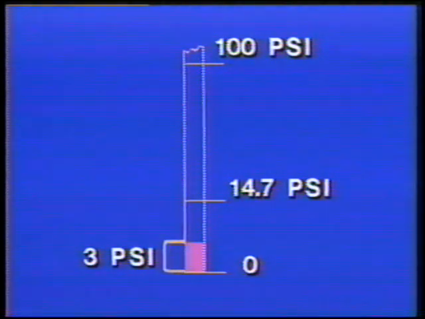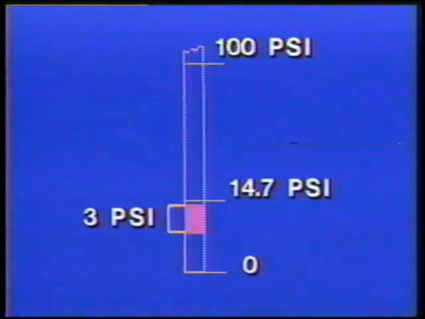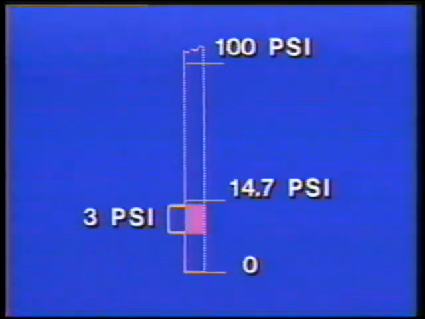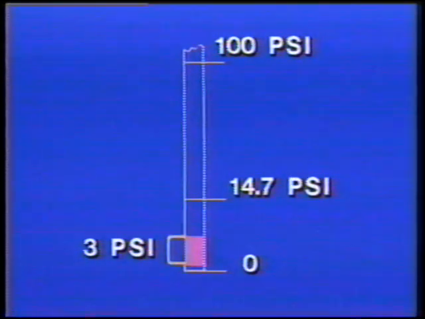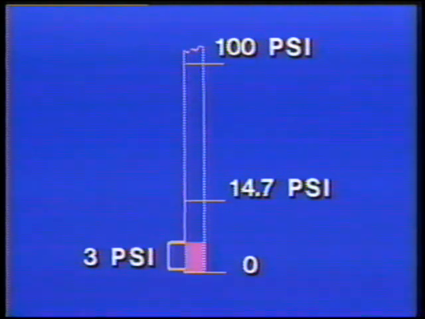Differential pressure may be measured from any reference point. Differential pressure is, as the name implies, a difference between pressures. This illustration shows a differential pressure of 3 pounds per square inch. However, that differential pressure may be measured from anywhere on the pressure scale.